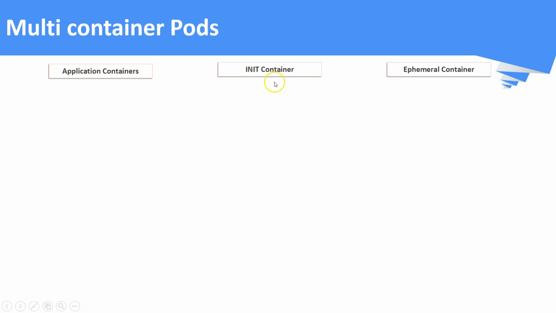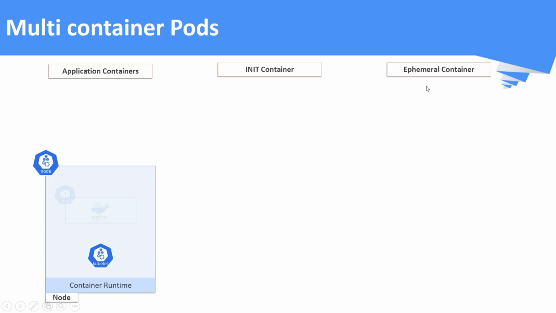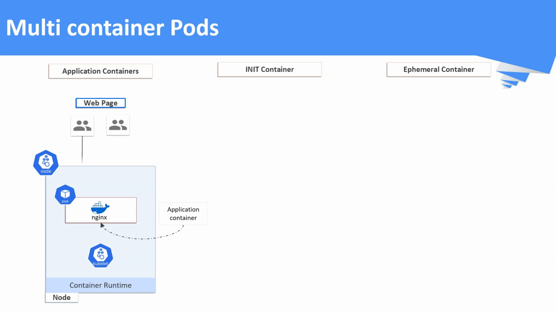What are the benefits of using multi-container pods and why do we need to use them? We will see that now. Basically, pod-level containers are classified into three types based on their functionalities. They are application containers, init containers, and ephemeral containers. The container that is running your application is called an application container. For example, a web application hosted by a container.